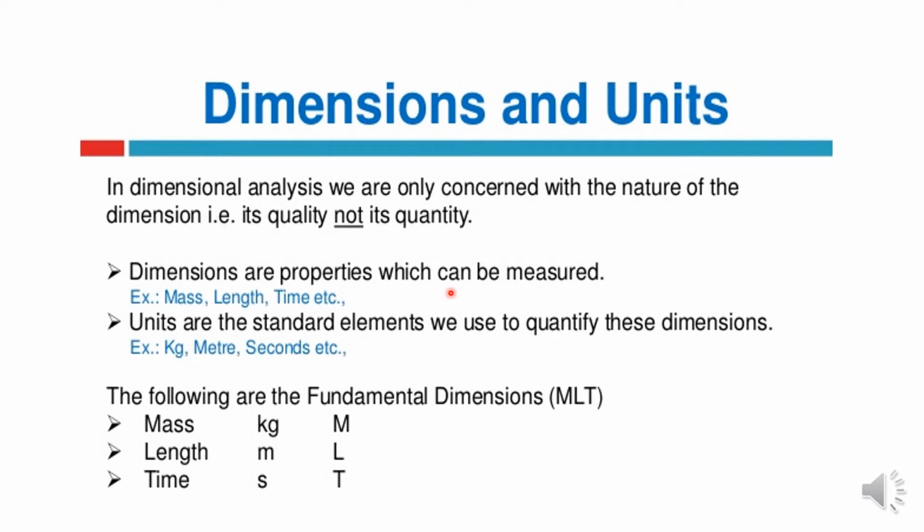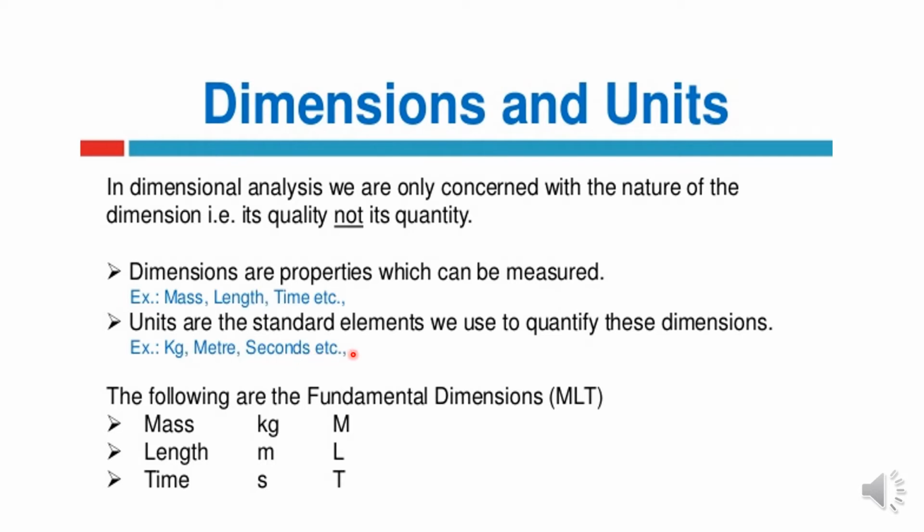For example, you may take mass, length. These are all properties. We can measure length. We can measure time. These units are the standard elements we use to quantify these dimensions, that is, how much quantity. For example, mass is measured in kg. Length is measured in the standard unit, meter. Time we measure in seconds, etc.